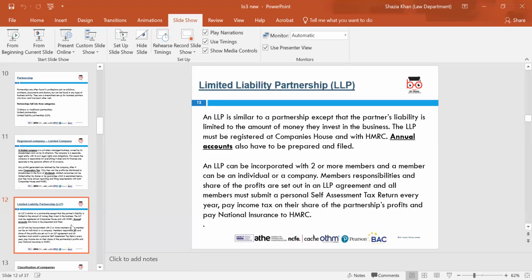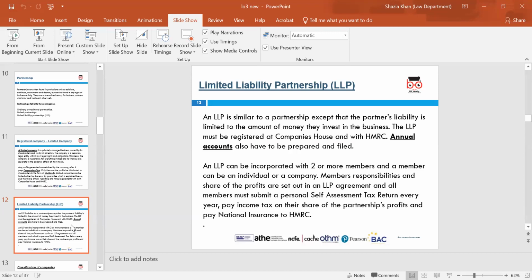Limited liability partnership. A limited liability partnership is similar to a partnership, except that the partner's liability is limited to the amount of money they invest in the business. So the limited liability partnership must be registered at Companies House with HMRC. Annual accounts must also be prepared and filed. A limited liability partnership can be incorporated with 2 or more members, and a member can be an individual or a company.